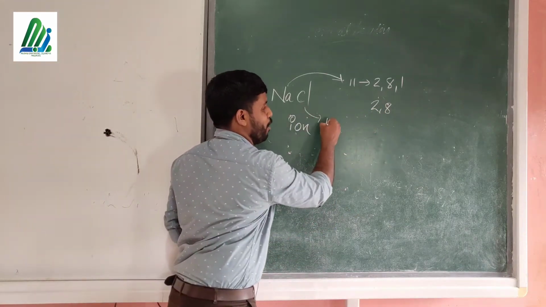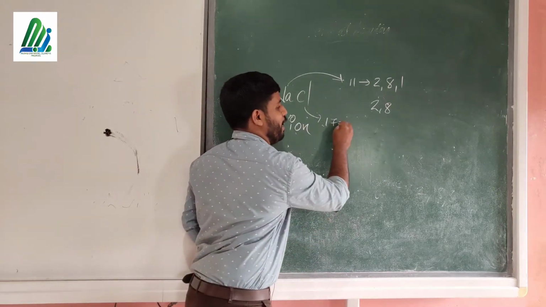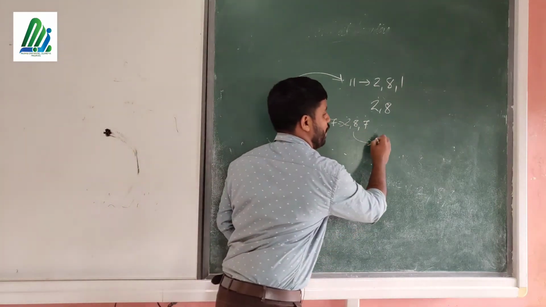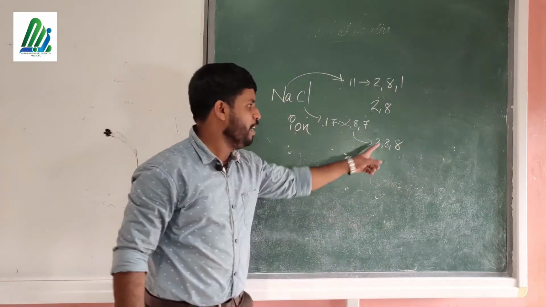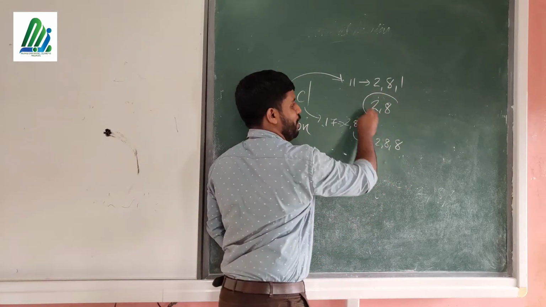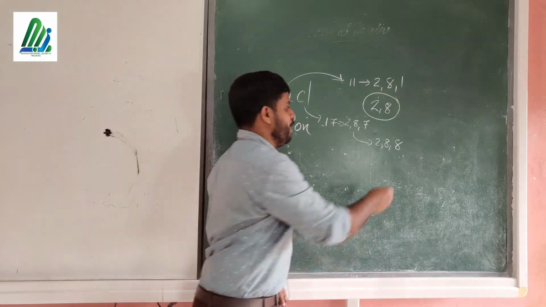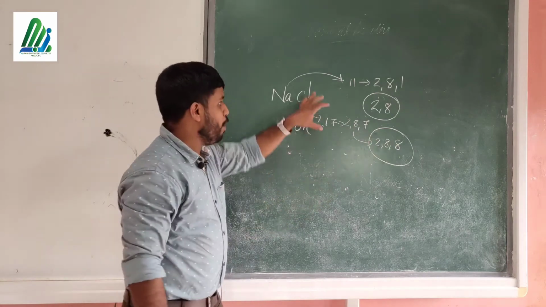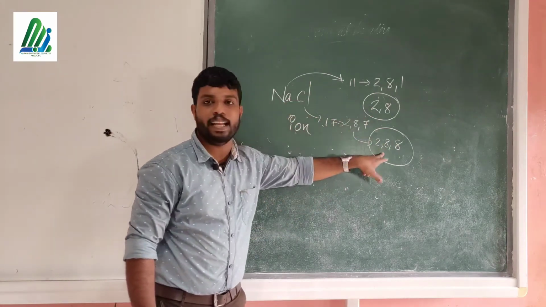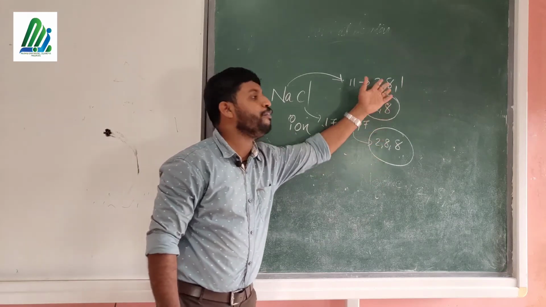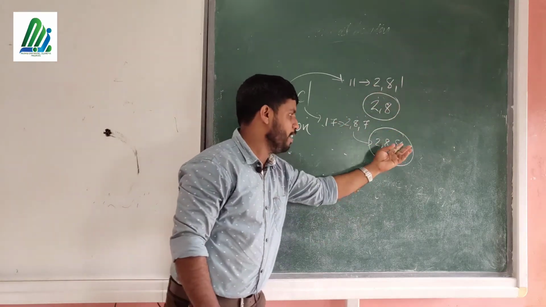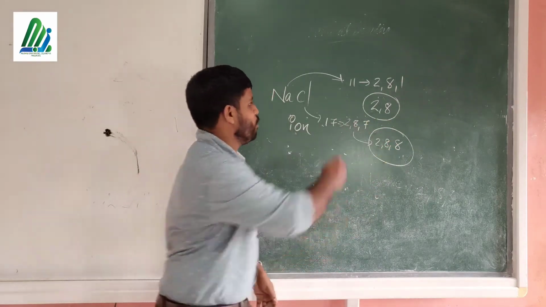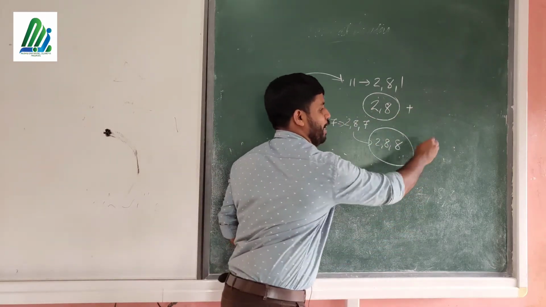In the case of chlorine, the atomic number is 17, electronic configuration 2, 8, 7. Then it accepts 1 electron and the electronic configuration becomes 2, 8, 8. After the reaction, sodium is 2, 8 and chlorine is 2, 8, 8. In these two cases, there is no change in the number of protons, but there is a change in the number of electrons, because 1 electron is lost and 1 electron is gained. So there is no change in protons. That's why sodium gets a positive charge and chlorine gets a negative charge.